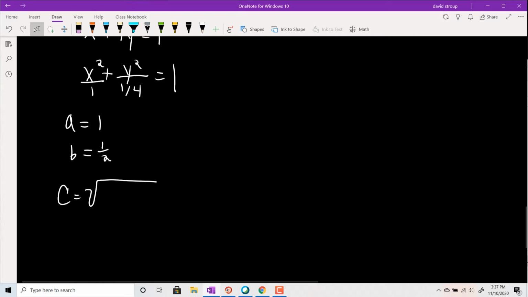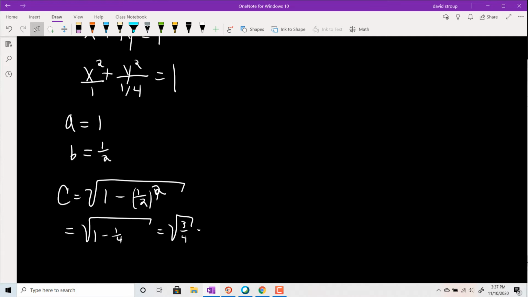C is the square root of a squared minus b squared. So this will be the square root of 1 minus 1/4, which of course is square root of 3/4, which of course is square root of 3 over 2. Okay. As a decimal, for graphing purposes, about 0.866. Okay, so let's go ahead and try to graph this thing.